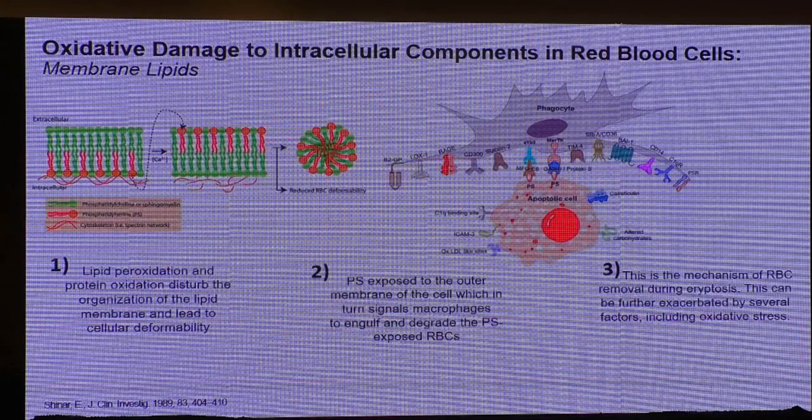Next, we move to membrane lipids, and we know that lipid peroxidation and protein oxygenation disrupt the organization of the lipid membrane. Once this happens, we will have cellular deformity, and phosphatidylserine molecules will be exposed on the outer cell membrane. This turns on the macrophages to come and phagocytose the exposed red blood cell, and this is the mechanism of red blood cell removal during eryptosis. This is exacerbated even further in a state of oxidative stress.